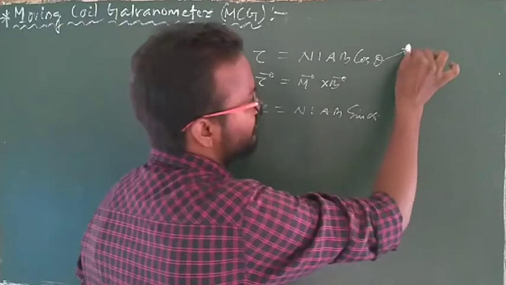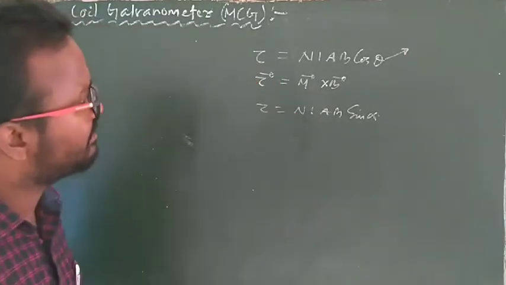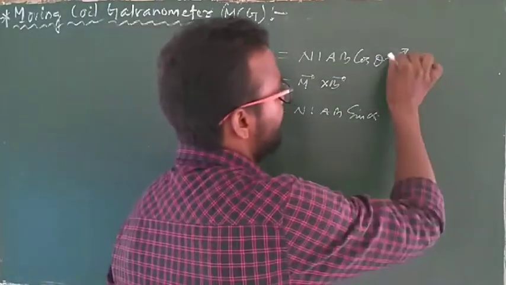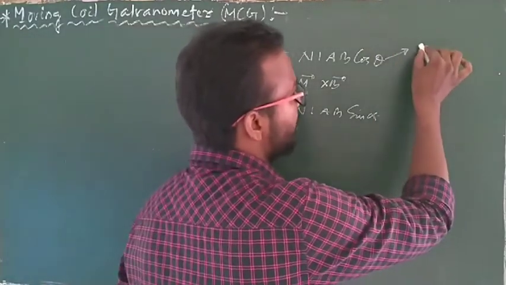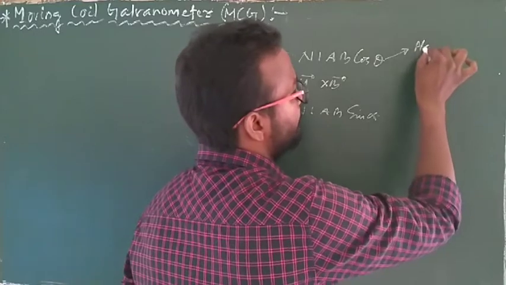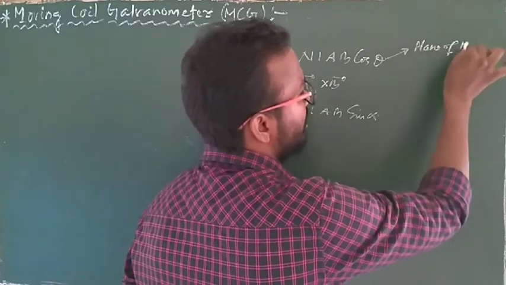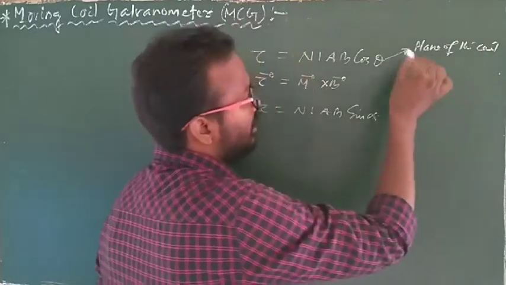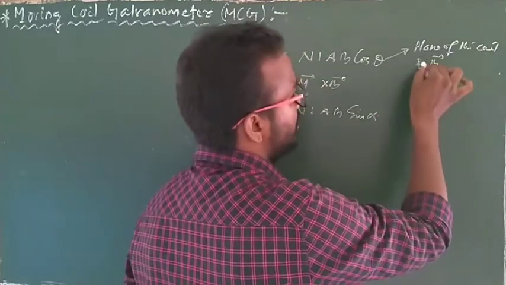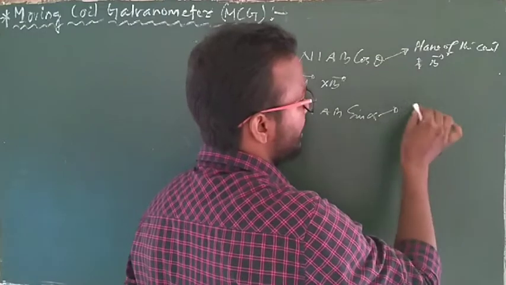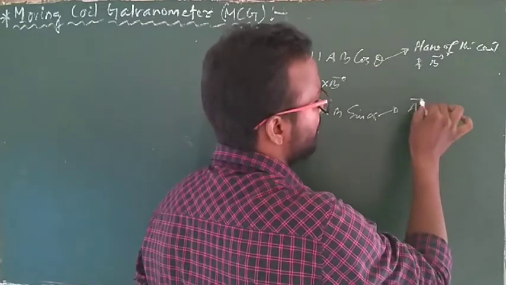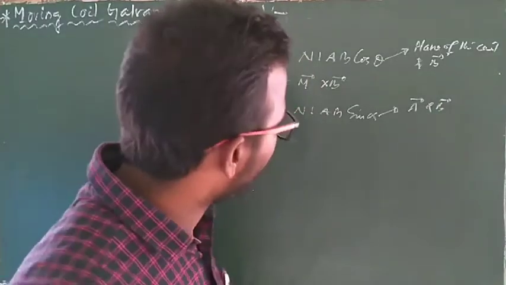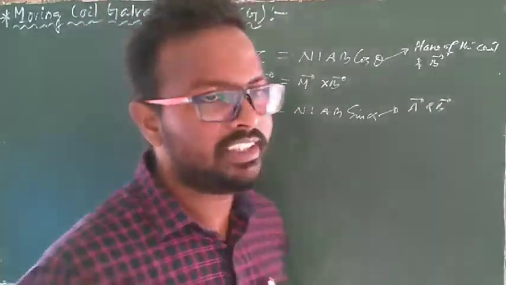What is theta? For the torque experienced by a current carrying loop placed in a uniform magnetic field, theta is the angle between the plane of the coil and the magnetic field B vector. But what is alpha? Alpha is the angle between the area vector and the magnetic field B vector. Clear? Last class we discussed this clearly.